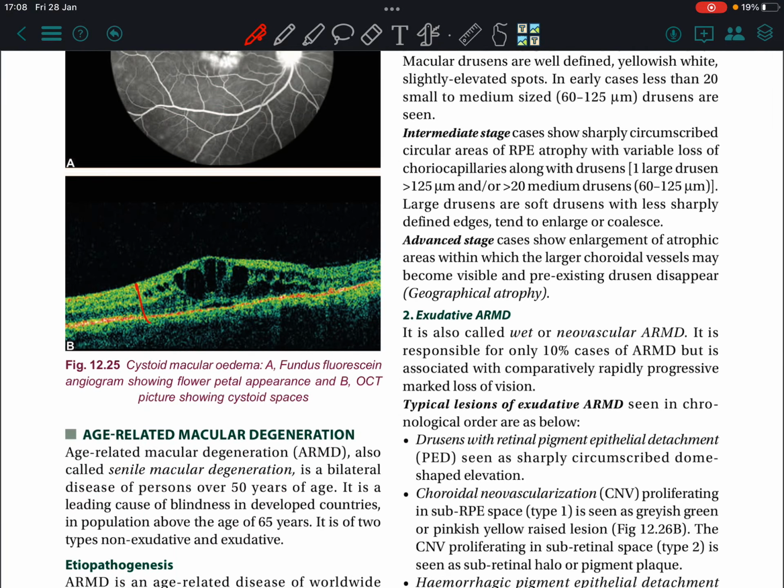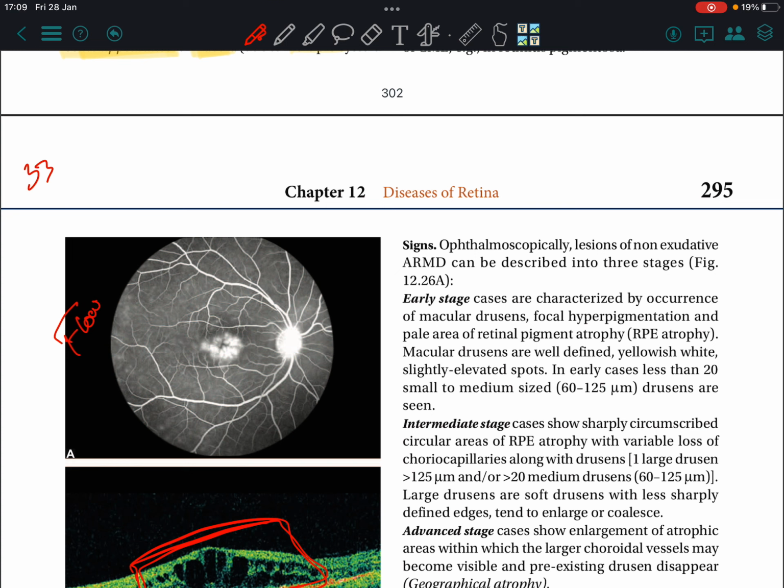Example: CRVO, visual loss. Fundus fluorescein angiography (FFA) shows a flower petal appearance.